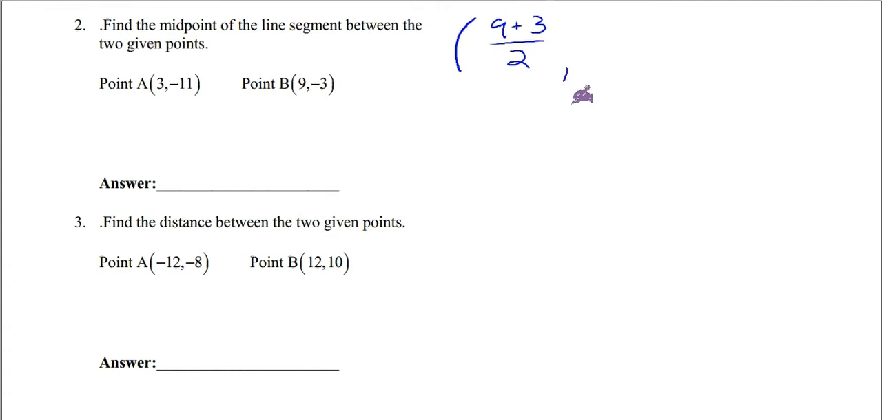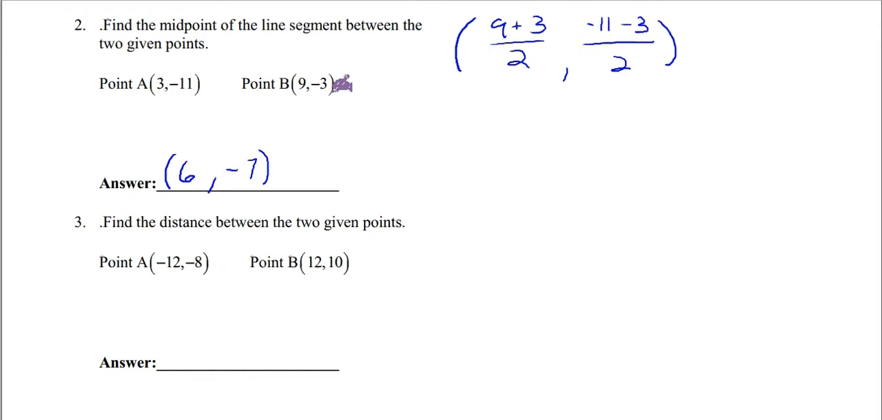Not equals, but comma, because the y value is going to go here. That's the average of the two y values. So negative 11 plus negative 3, so the negative 11 minus 3 divided by 2. And we'll just work this out in our heads. 9 plus 3 is 12, divided by 2 is 6. Negative 11 minus 3 is negative 14, divided by 2, negative 7.